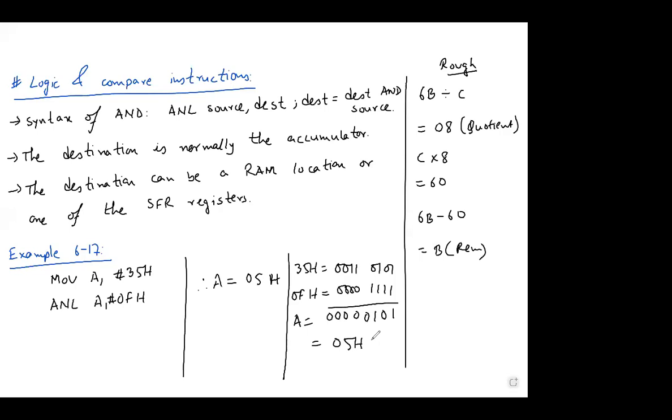Let's move on to the next one. Anything over here that you want me to explain? Normally the destination is the accumulator, but you can use a RAM location or SFR, but you cannot use any other thing. If you want to see the detailed addressing modes, like what registers can be used and whatnot, you can find all these details in Appendix A1. But normally this much information is actually enough. Moving on.